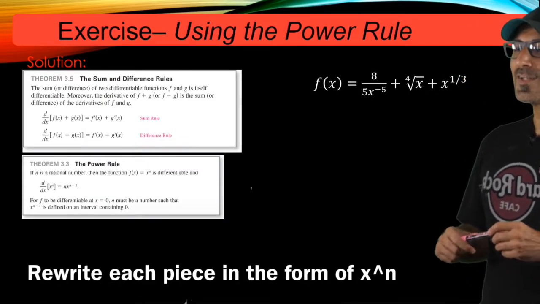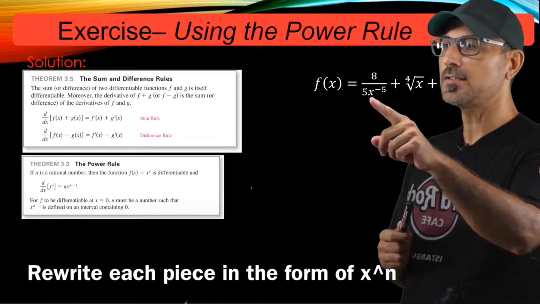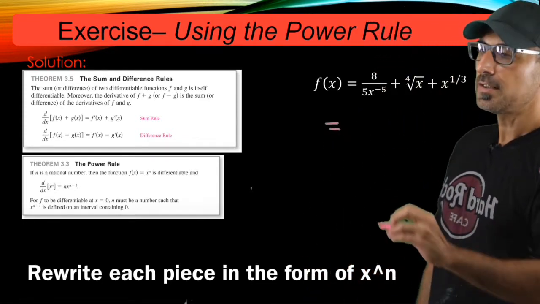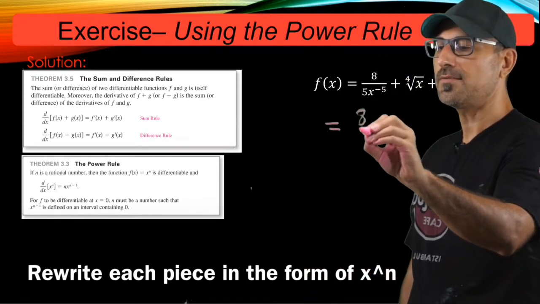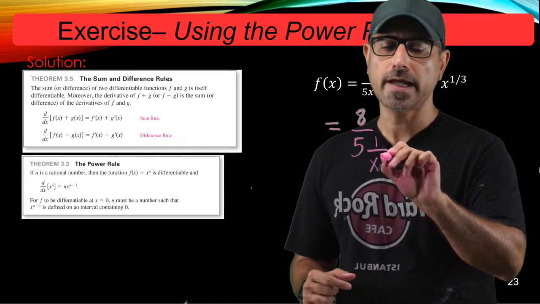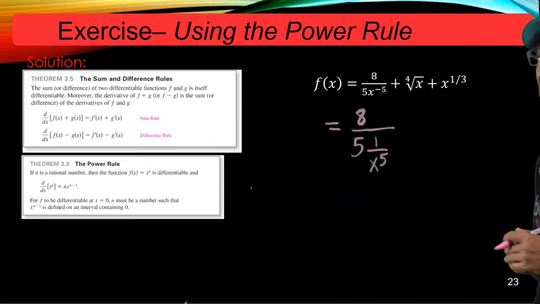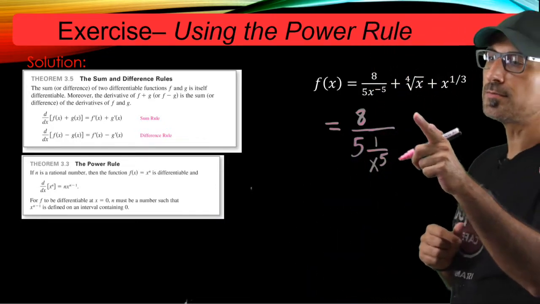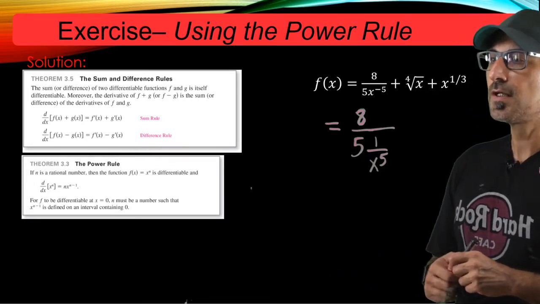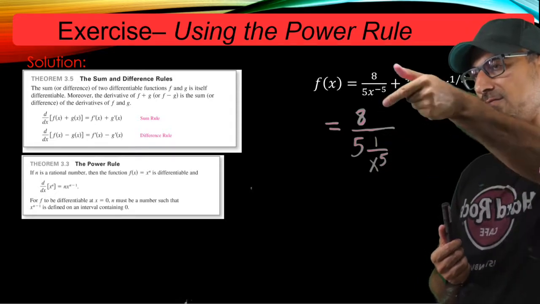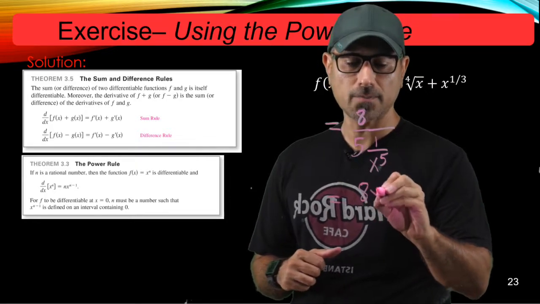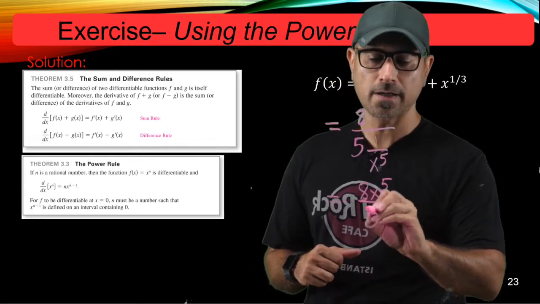All right, let's start. So let's first try to simplify this expression here. Well, this is 8 over 5, 1 over x to the 5th. Okay? Because x to the negative 5 means it's the reciprocal of x to the 5th. And since this is a rational expression, I can flip this over. So write it as 8 times x to the 5th divided by 5.